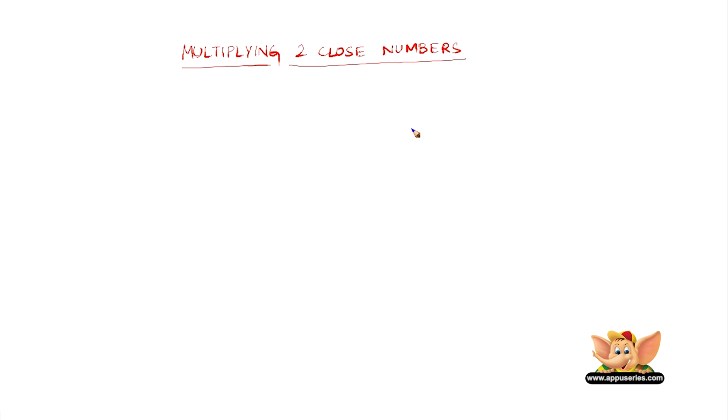Here let us learn how to multiply two close numbers. So let us see that with the help of an example. Let us consider 82 and 71 and let us multiply 82 and 71 in a very simple method. What we have to do here is first consider the first digits of both the numbers, that is 8 and 7. Multiply 8 and 7, which gives us 56. So 56 will be the first two digits of the answer of 82 into 71.